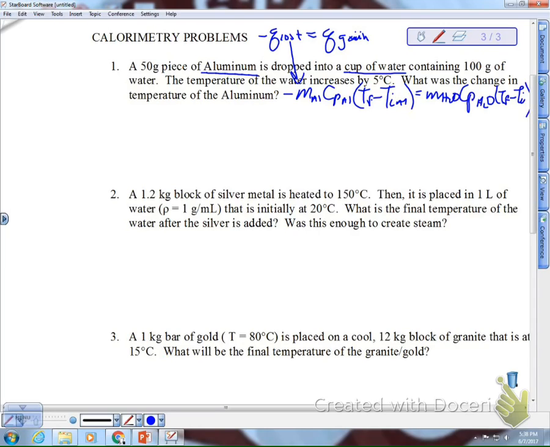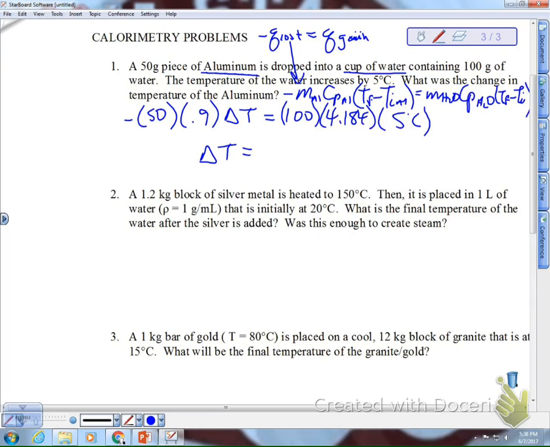Alright, plugging in the numbers here, I got minus 50 grams. I'm going to save a little time here and not write all the units out. From the previous problems, I hope you believe how the units work out at this point. Delta T is what we're looking for, the change in temperature of the aluminum. We have 100 grams of water in this problem. The specific heat is 4.184, and the delta T is 5 degrees Celsius. So this one's very easy to solve to get delta T.